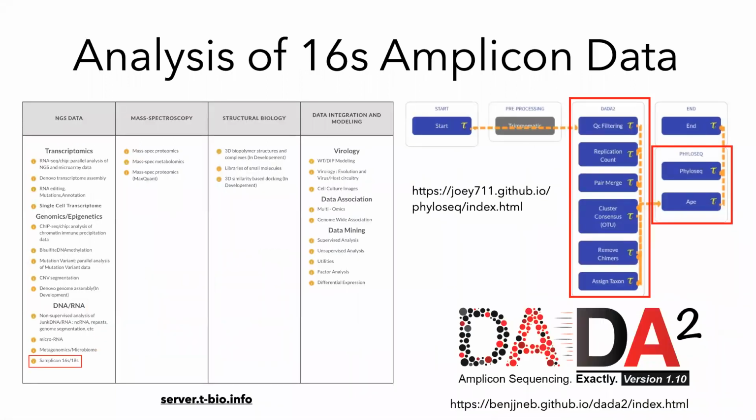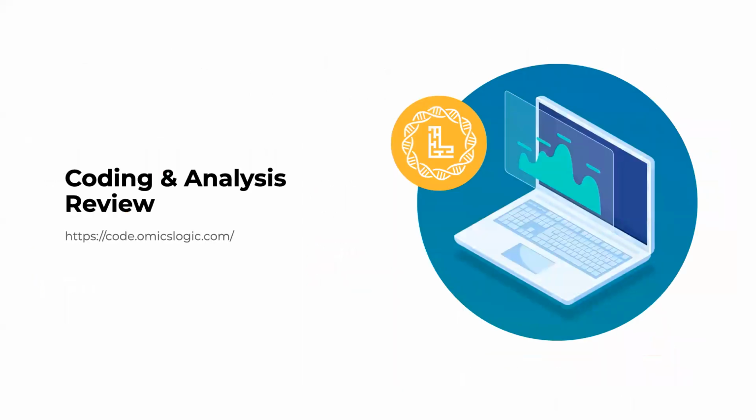Then we will turn to analysis of 16S amplicon data, where specific hypervariable regions are amplified, and then standard tools for analysis of composition, species richness, and diversity can be applied to the data set and visualized using different types of graphs and charts. To practice some of these methods, we will also use some coding and analysis overview using the code.omicslogic.com platform.